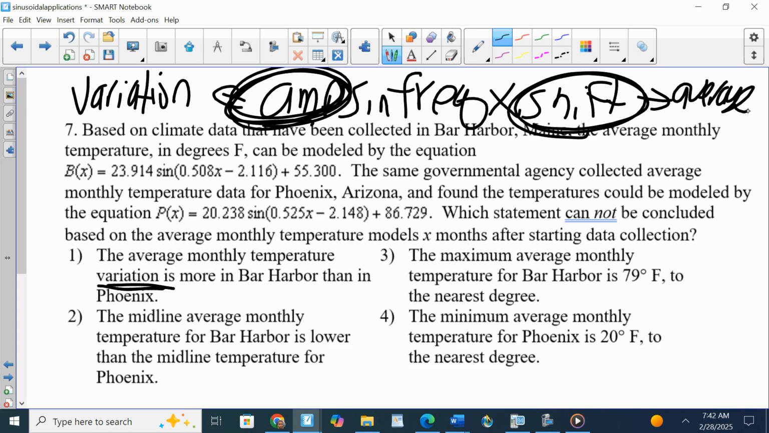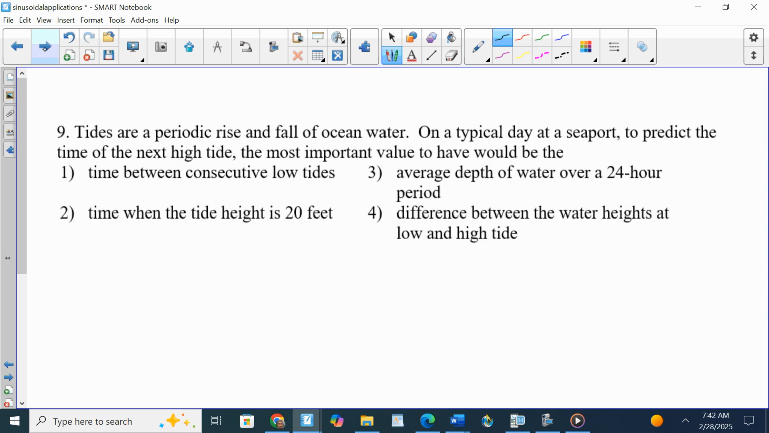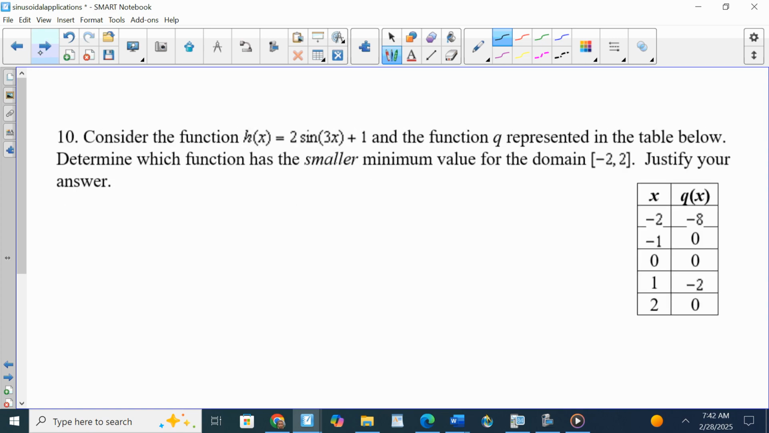Shift or midline is the average. And then anything with time is going to deal with frequency and more specifically period. So variation, how much it's changing from the middle, from the average is variation, and the average is your midline or your shift. So I'm not going to go over this problem, but in a real life context problem, amplitude again is variation, midline or shift is your average value. Pretty much the same thing.